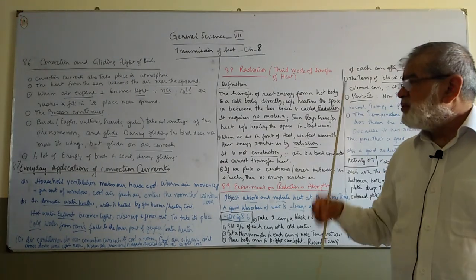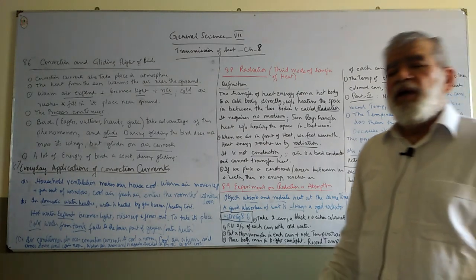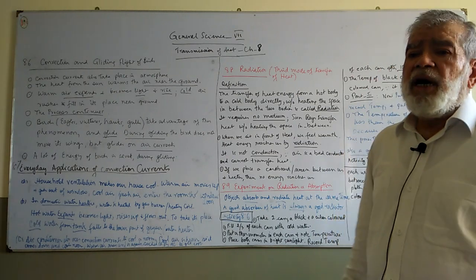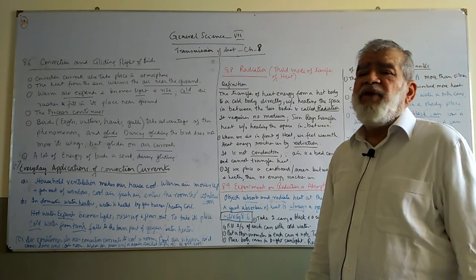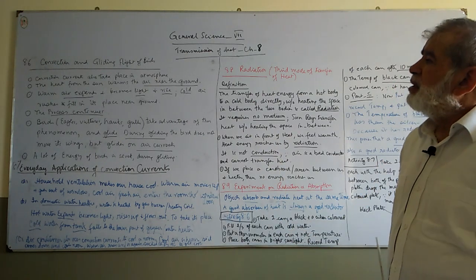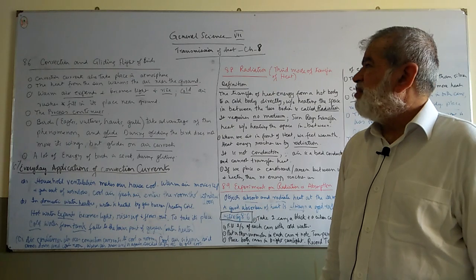Bismillahirrahmanirrahim. Well, students, last time we studied about convection and ocean currents, and we found out how they are produced and what affects them. Today's topic is about convection currents, of course, and the gliding flight of birds.